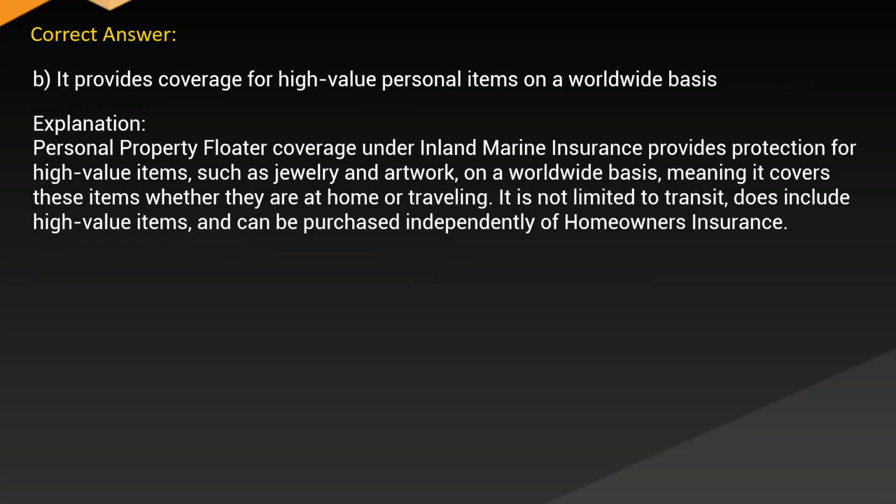Correct answer: B. It provides coverage for high-value personal items on a worldwide basis. Explanation: Personal property floater coverage under inland marine insurance provides protection for high-value items, such as jewelry and artwork, on a worldwide basis, meaning it covers these items whether they are at home or traveling. It is not limited to transit, does include high-value items, and can be purchased independently of homeowners insurance.